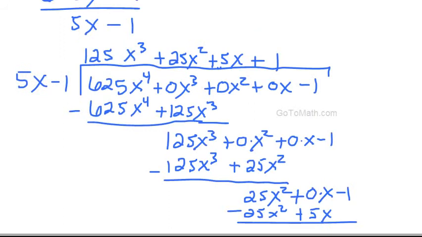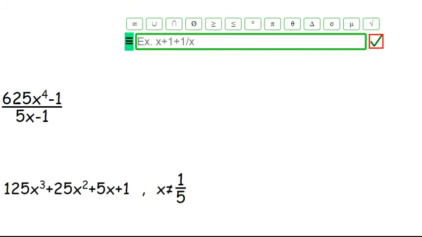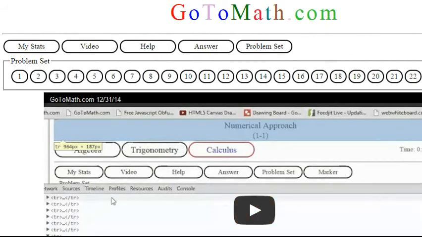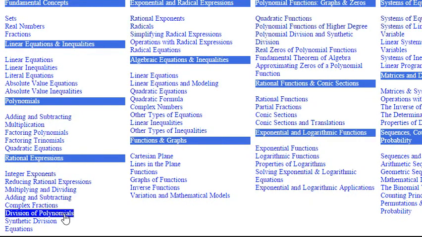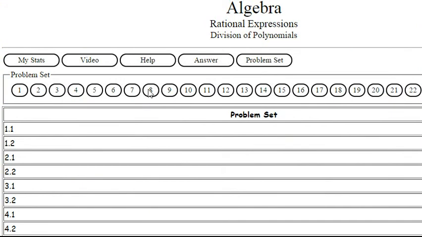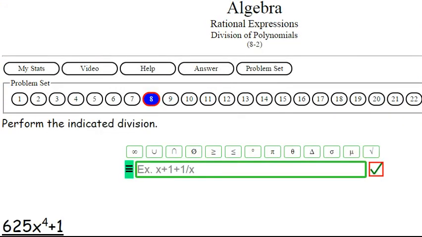125x cubed. Let's check that again. 125x cubed plus 25x squared plus 5x plus 1, it looks like. Okay, alright, so we're over here at gotomath.com, getting it worked out. See you in the next problem. Okay, we're at gotomath.com, click on the algebra. Let's go down to division of polynomials, and we're going to be looking at 8.2.